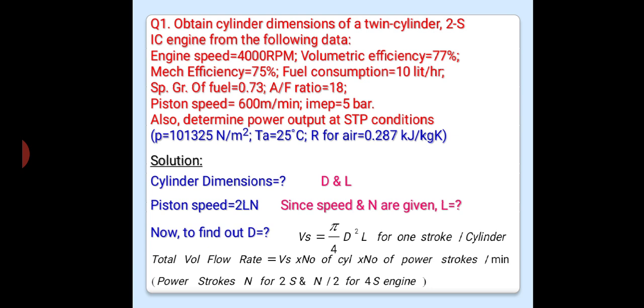For calculating the diameter, we have the formula stroke volume is equal to pi by 4 d square into L. For volume flow rate, Vs into number of cylinder into number of power stroke per minute. For power stroke, we know that for 2 stroke it is N, and for 4 stroke it is equal to N by 2.